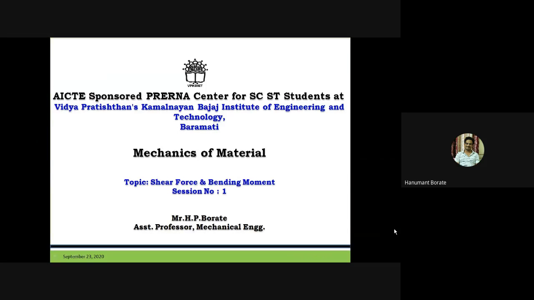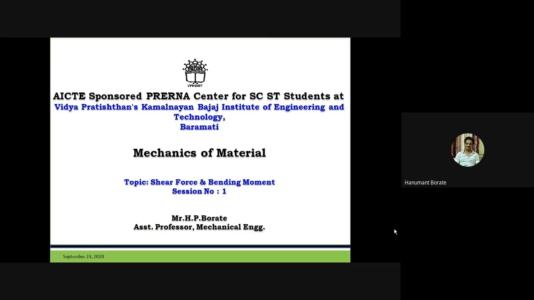This mechanics of material is related to engineering mechanics. There is a difference between engineering mechanics and strength of material. In engineering mechanics we use a rigid body. Rigid body means the body does not deform under the application of load. That is known as a rigid body.